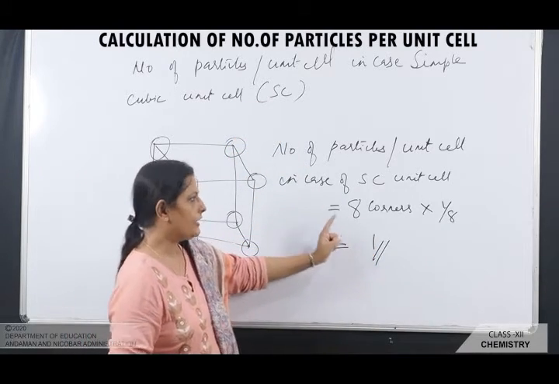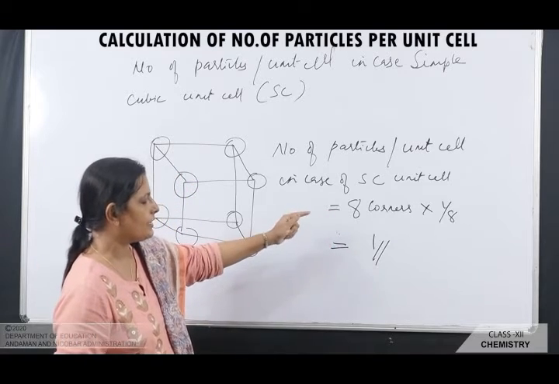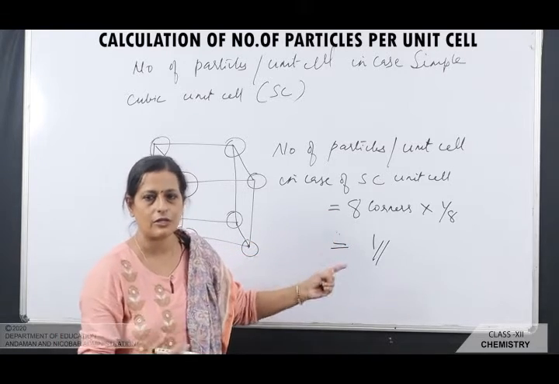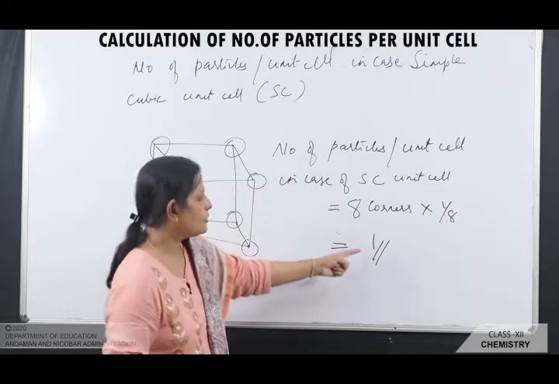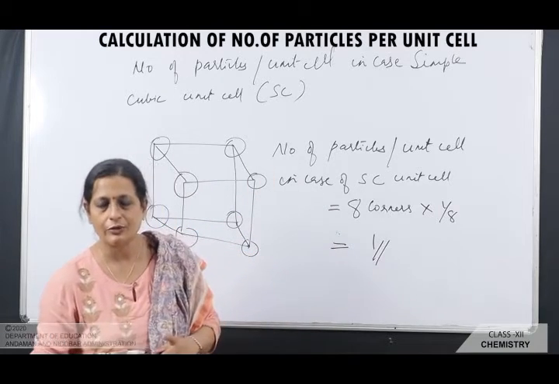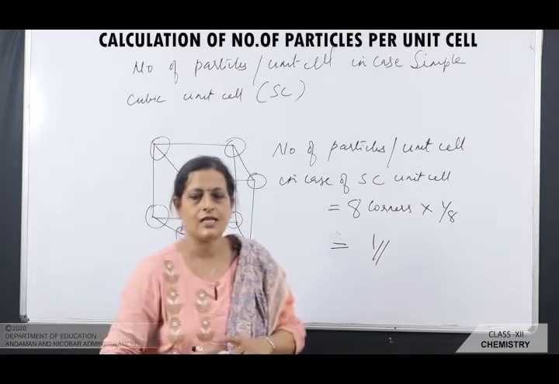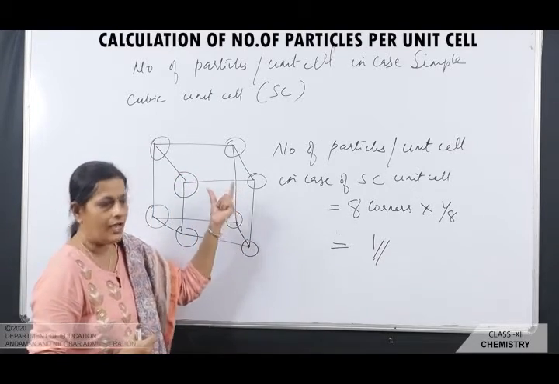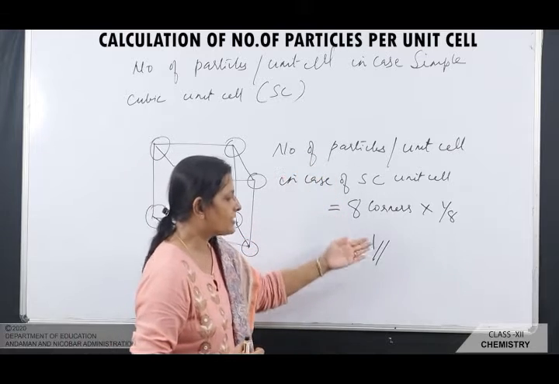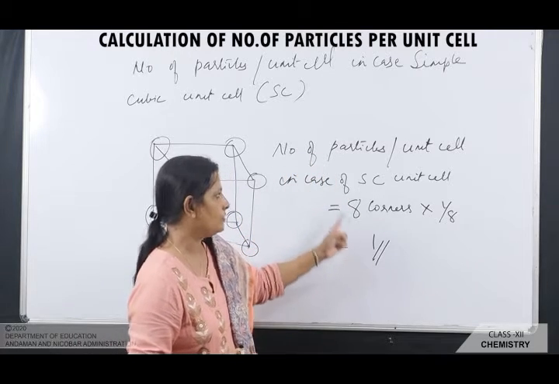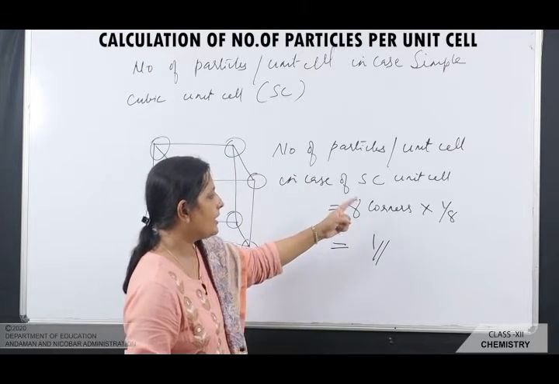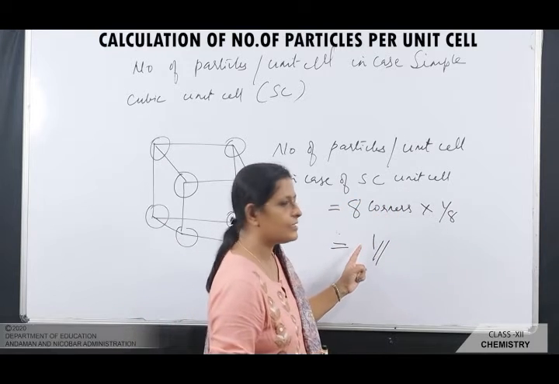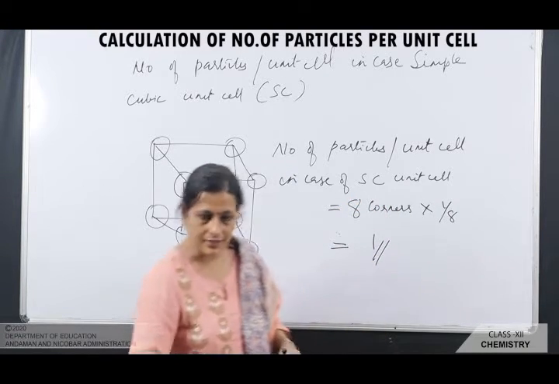So what is the number of particles per unit cell in case of simple cubic? 1. So in case of a simple cubic unit cell, the number of particles or atoms or molecules or ions is equal to how much? 1. So what is a simple cubic unit cell? A unit cell which has got constituent particles only at the corner and its contribution towards that particular unit cell is how much? 1. So number of particles per unit cell in case of simple cubic unit cell is equal to how much? 1. Is it clear?